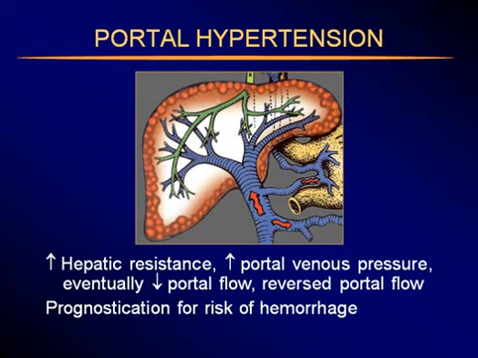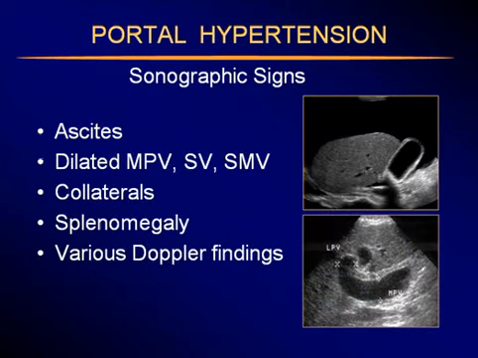So when we see a cirrhotic liver on ultrasound, we then have to right away look for clues of portal hypertension. With portal hypertension, the liver is diseased. The liver parenchyma develops resistance to blood flow. This increases the portal venous pressure. Eventually, the portal flow will slow down and it will reverse, and flow will actually be going away from the liver, hepatofugal, and there's then increased risk of bleeding because collateral vessels open up.